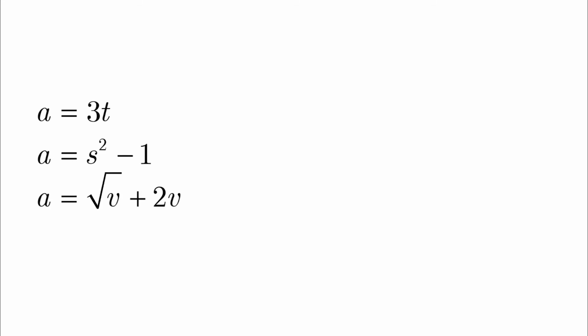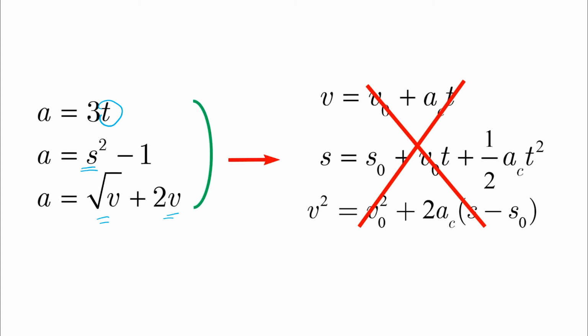Another point to pay attention to is when the acceleration given in the problem is not constant, and it changes by changing some other variable, like t, for example, s, or v. In this situation, you can't use those three equations anymore. Why? Because they are valid only for constant acceleration problems.